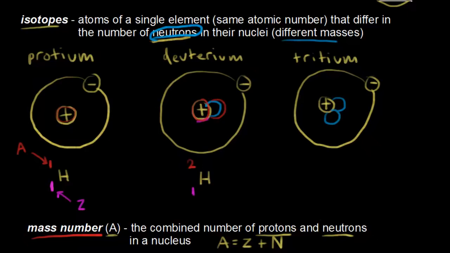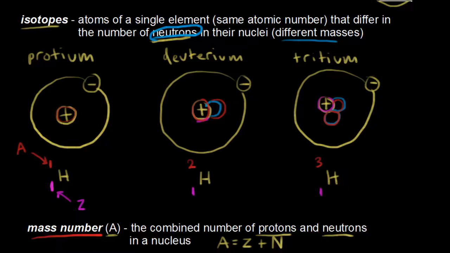And finally for tritium, it's still hydrogen, so we put hydrogen here. There's one proton in the nucleus, atomic number of 1, so we put a 1 here. And then the combined number of protons and neutrons, that would be 3, right? So 1 proton plus 2 neutrons gives us 3. So there's the symbol for tritium. So here are the isotopes of hydrogen, and using these symbols allows us to differentiate between them.